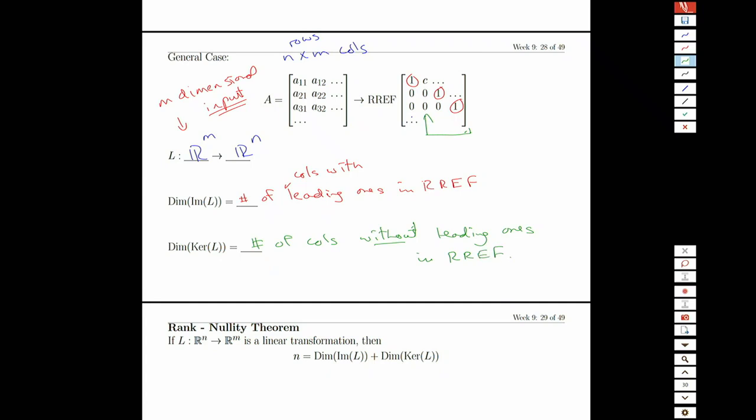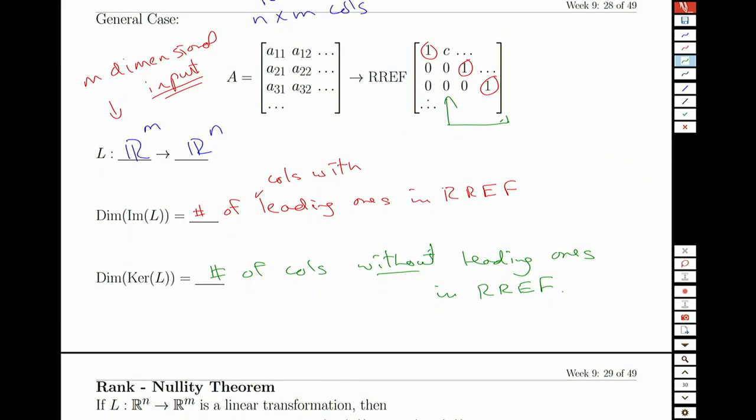Zoom back out here. And if we add these together, we're going to get M, which is equal to the number of columns, because each of those columns fits one of those two categories. It has a leading one in it or it doesn't.